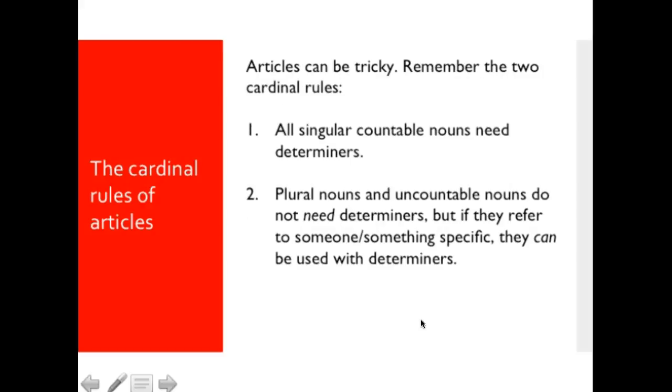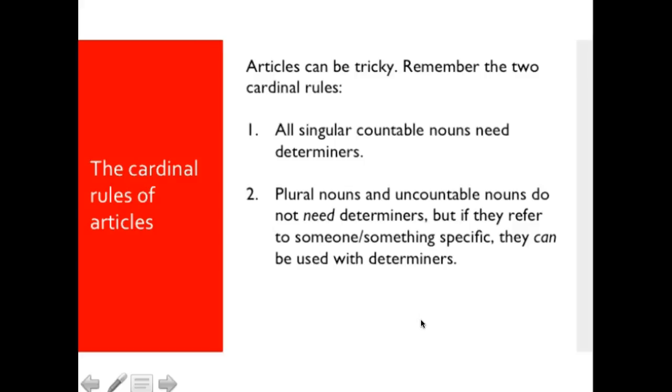So learning articles can be tricky, and there are two rules to remember. One is that every noun that is singular and countable needs a determiner. So a hat, for example, is countable. We can count hats. Versus weather is a noun, but you can't count weather. You can't say we have 5 weathers. So anything that is singular and countable.